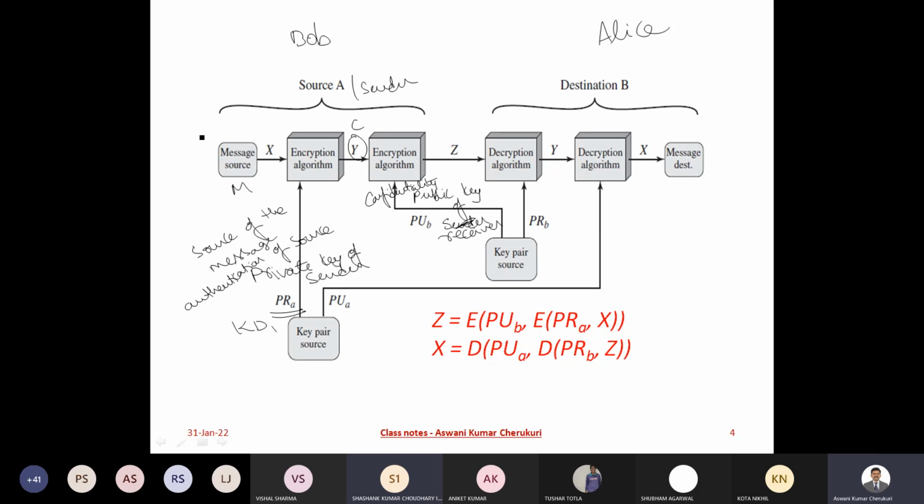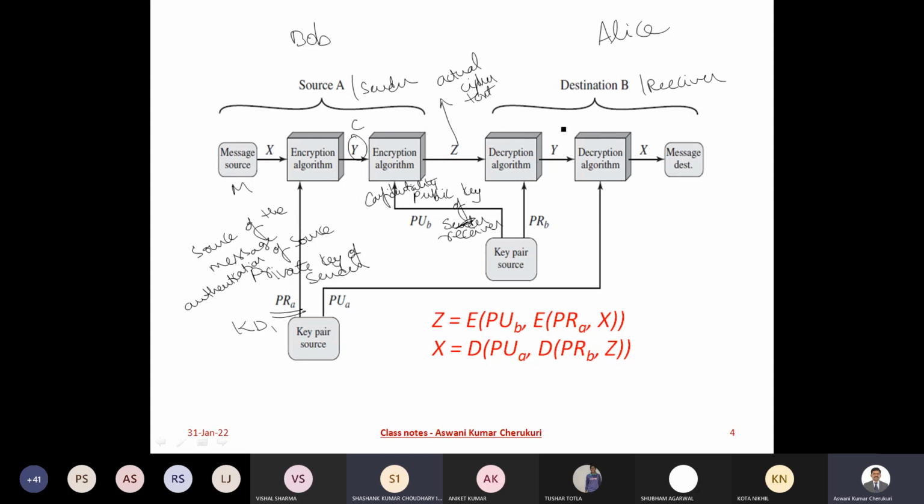So when the source Bob sends a message to Alice, initially Bob encrypts the message with the private key of Bob, takes the intermediate ciphertext, and again encrypts it with the public key of the receiver, that is Alice's public key. Now this is the actual ciphertext. Okay. Now that actual ciphertext is sent to the receiver, the destination.